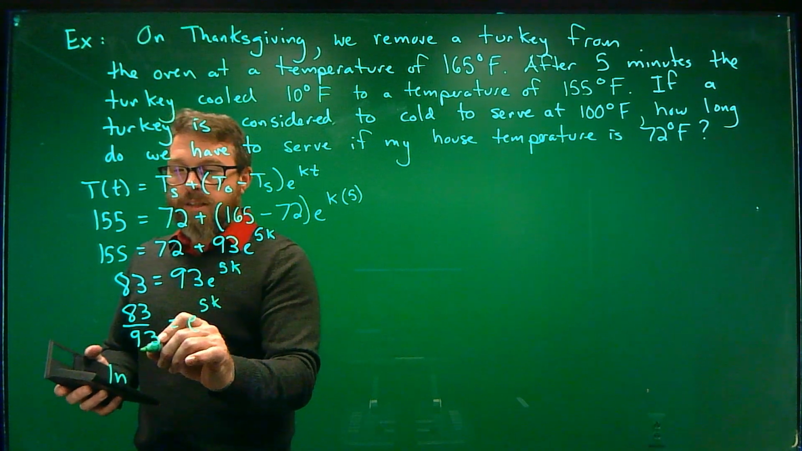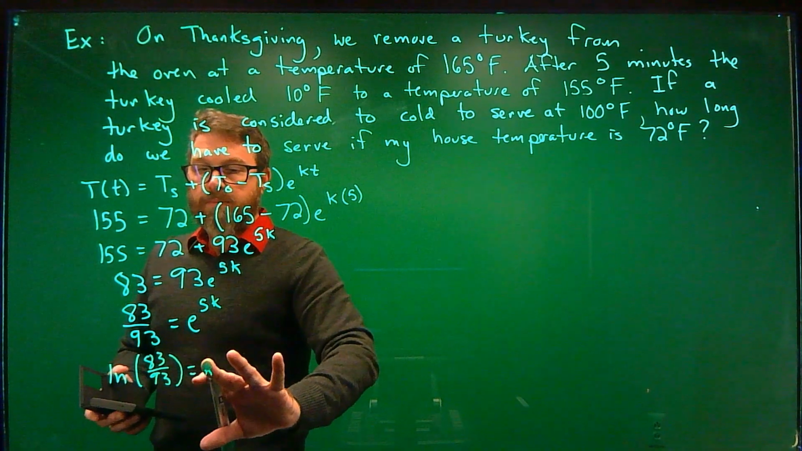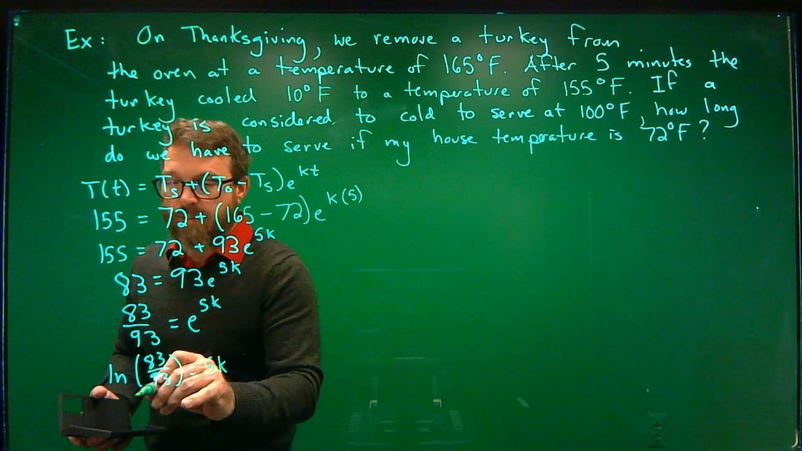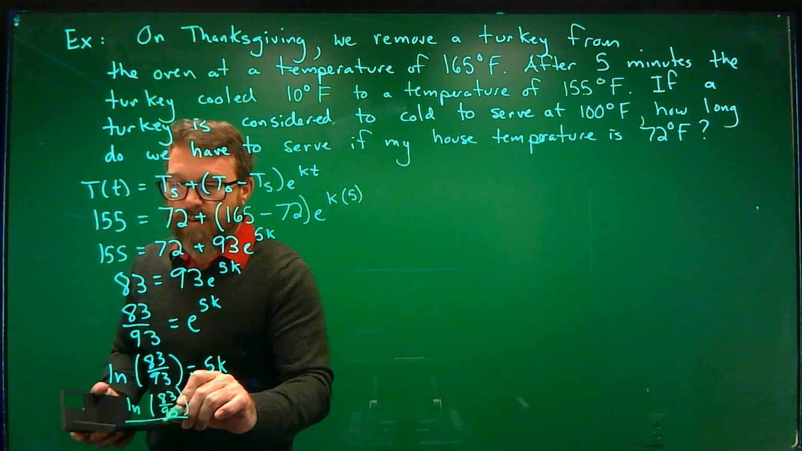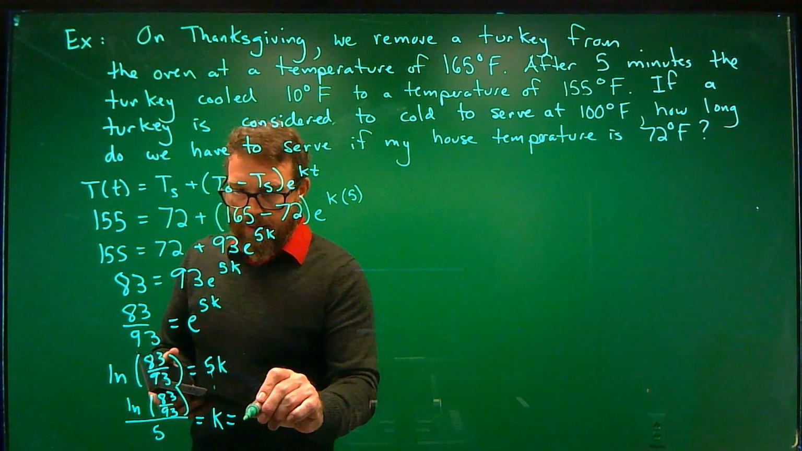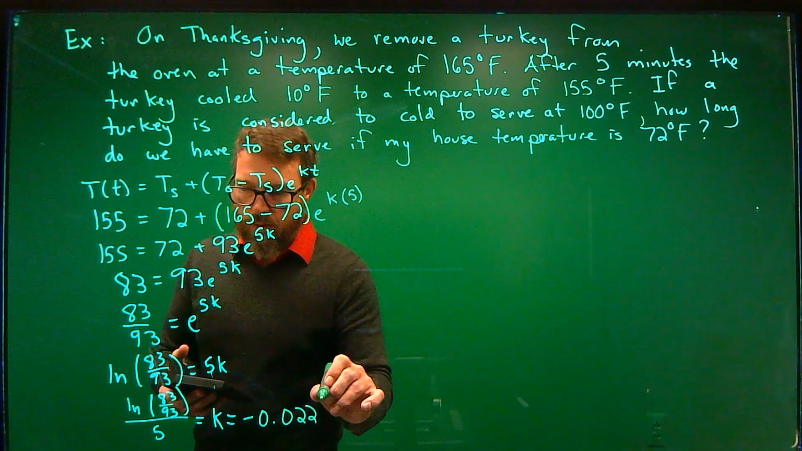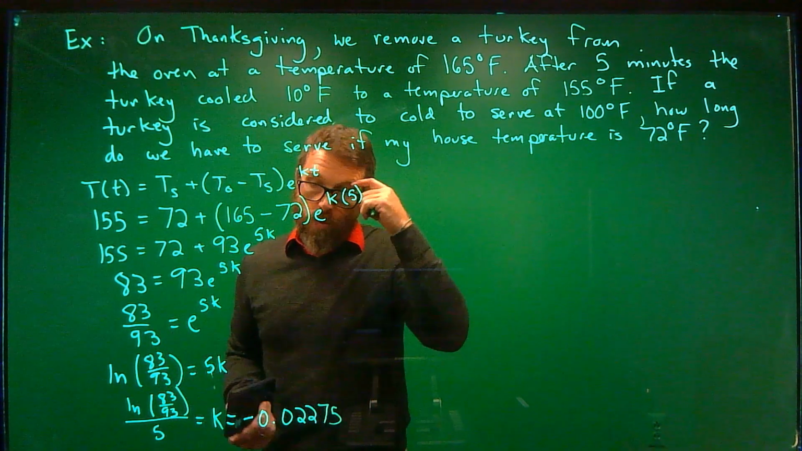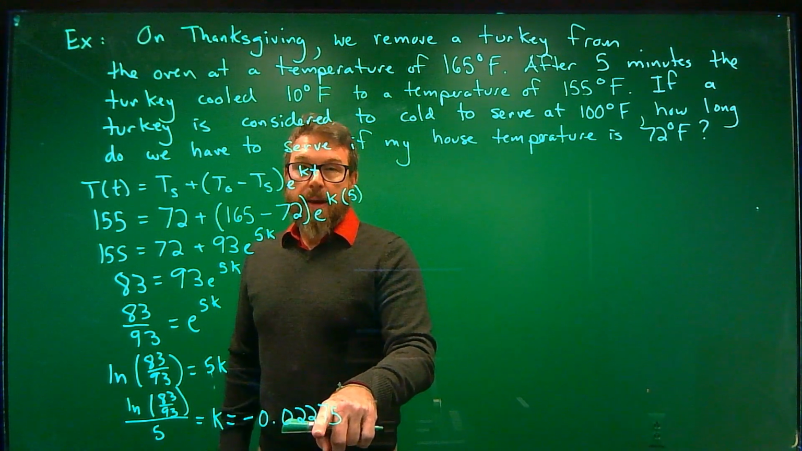Taking the natural log of that is going to get rid of that e. And then finally dividing by 5 is going to give us k. So the natural log of 83 over 93, all divided by 5, is going to equal k, which equals negative 0.02275. A lot of times I like to go to 4 significant figures just to make sure that our time is pretty accurate. Okay, so now that I know my k, I need to figure out how long until this thing reaches 100 degrees.